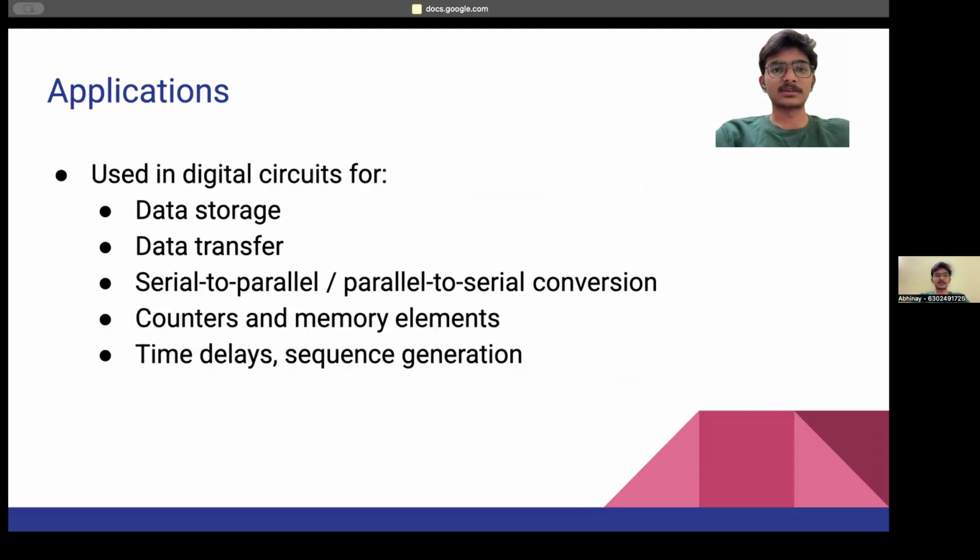Now I will discuss the applications of these shift registers. These are mainly used in digital circuits, which includes data storage, data transferring, serial to parallel or parallel to serial conversions, time delays and sequence generations, etc.